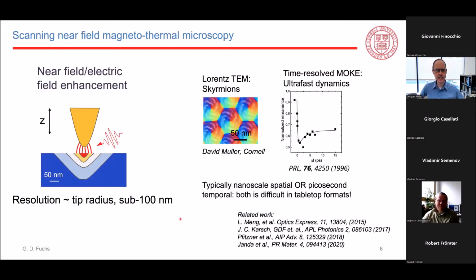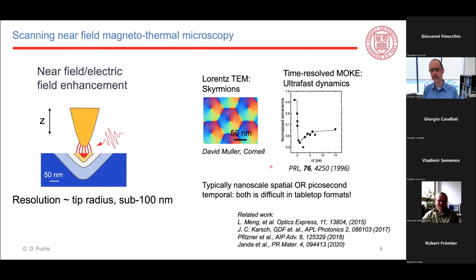The basic idea here is that when you have a sharp tip and the tip is metal, then you can get very sharp electric field enhancement in the vicinity of that sharp tip. Now, the motivation for this work is to try to combine the spatial resolution that you can get from this sharp tip with the temporal resolution that you can get from a pulse laser.